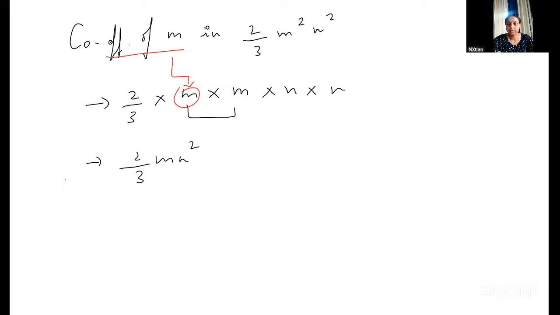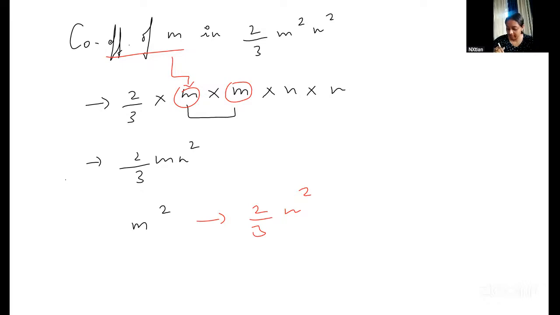Understood? Very easy. If my question says give the coefficient of m square, then I remove both the m's, and I will write 2 by 3 n square. Understood? Okay. Written? Shall we try out one more? Shall we try out some more? Yes, ma'am. Okay.